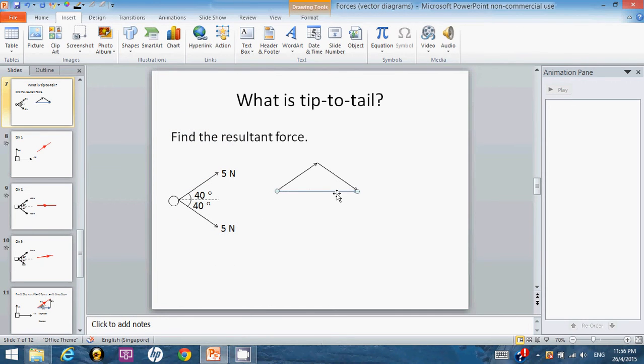So the resultant force is simply here. This will be the resultant force. It starts from the tail of the first force and ends at the tip of the second force. That's how you draw the tip to tail.